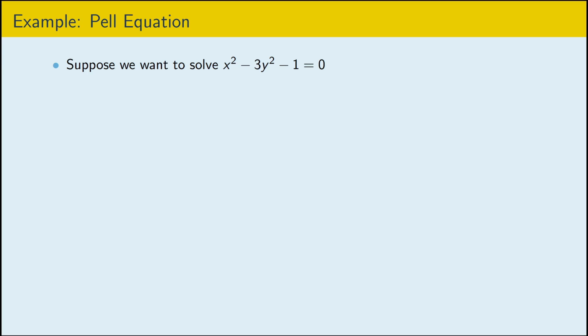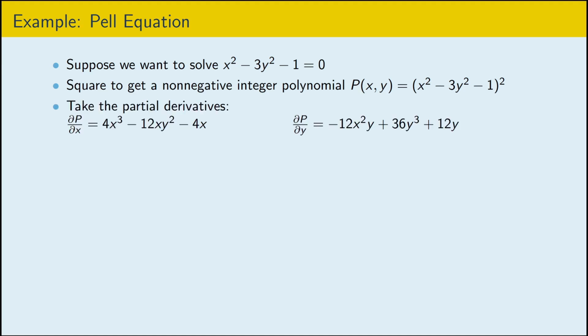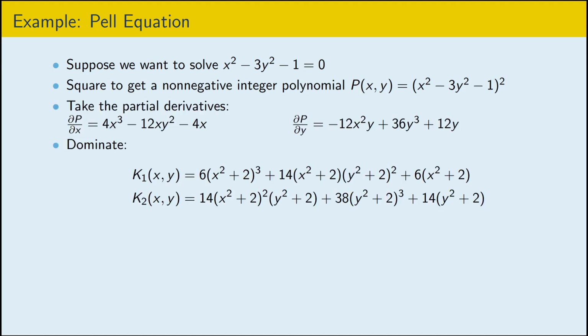Let's do an example. Suppose we're interested in finding if the Pell equation, x squared minus 3y squared minus 1 equals 0, has integer solutions. First, we need to make sure our polynomial only outputs non-negative values, which we can do by squaring it. Call this polynomial p. We then take the partial derivatives of p, so that we can find dominating polynomials for those partial derivatives. Again, all I'm doing is turning the minus signs into plus signs, adding 2 to all the constants, and replacing each variable with that variable squared plus 2. So 4x cubed becomes 6x squared plus 2 cubed, negative 12xy squared becomes positive 14x squared plus 2 times y squared plus 2 squared, and so on and so forth.